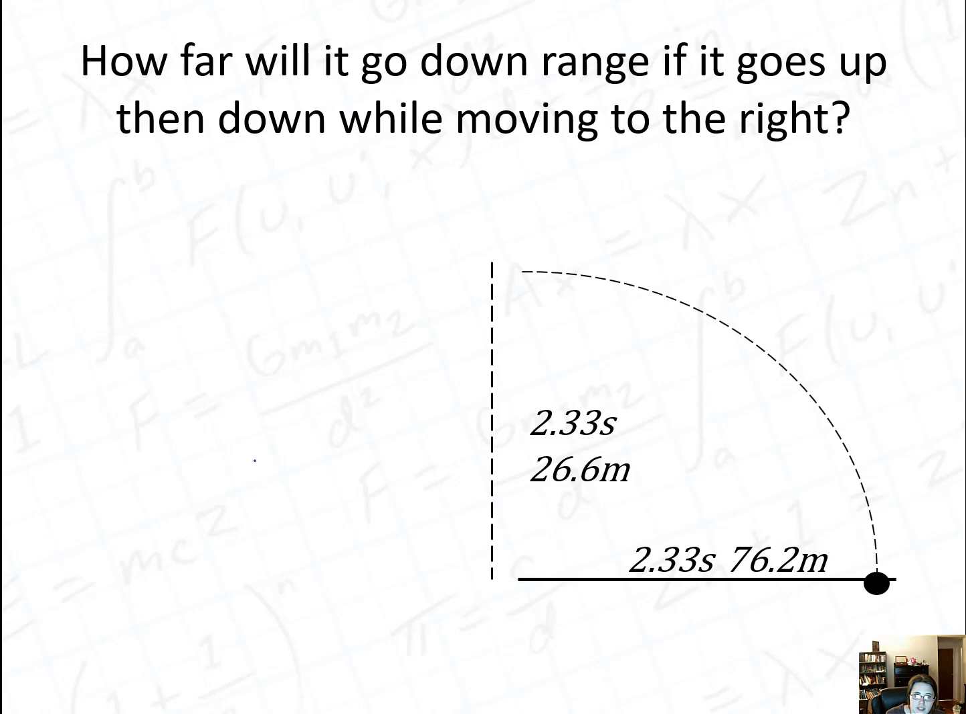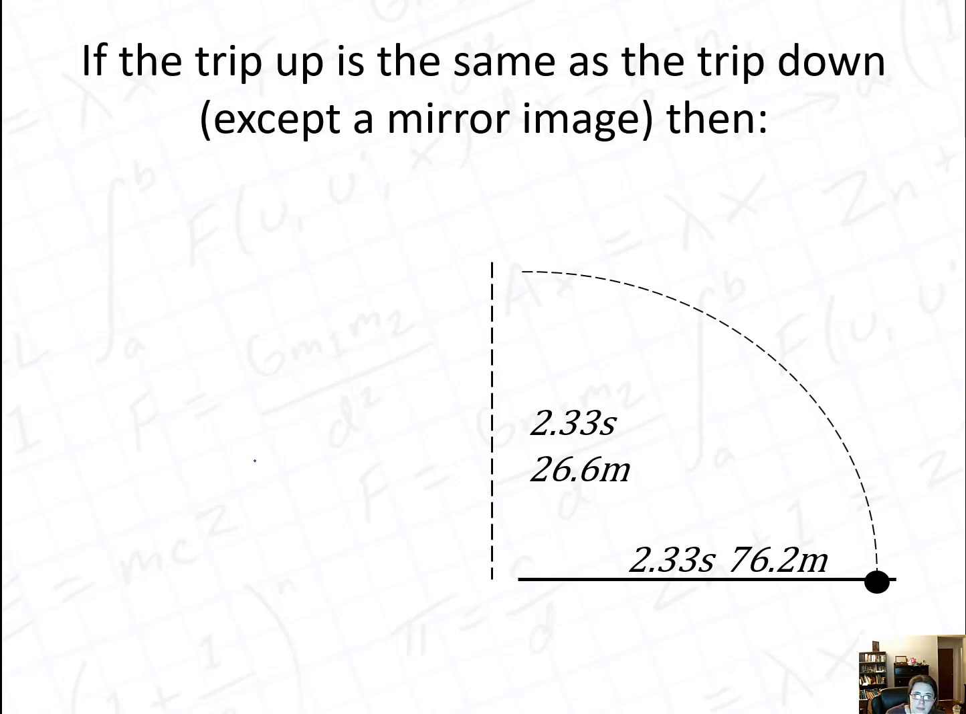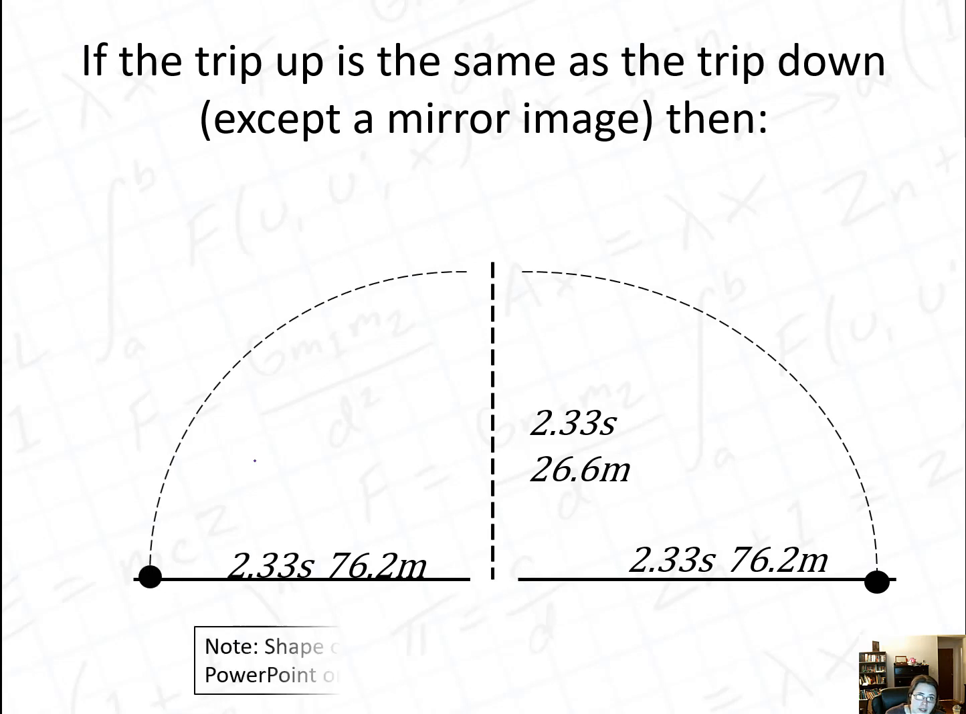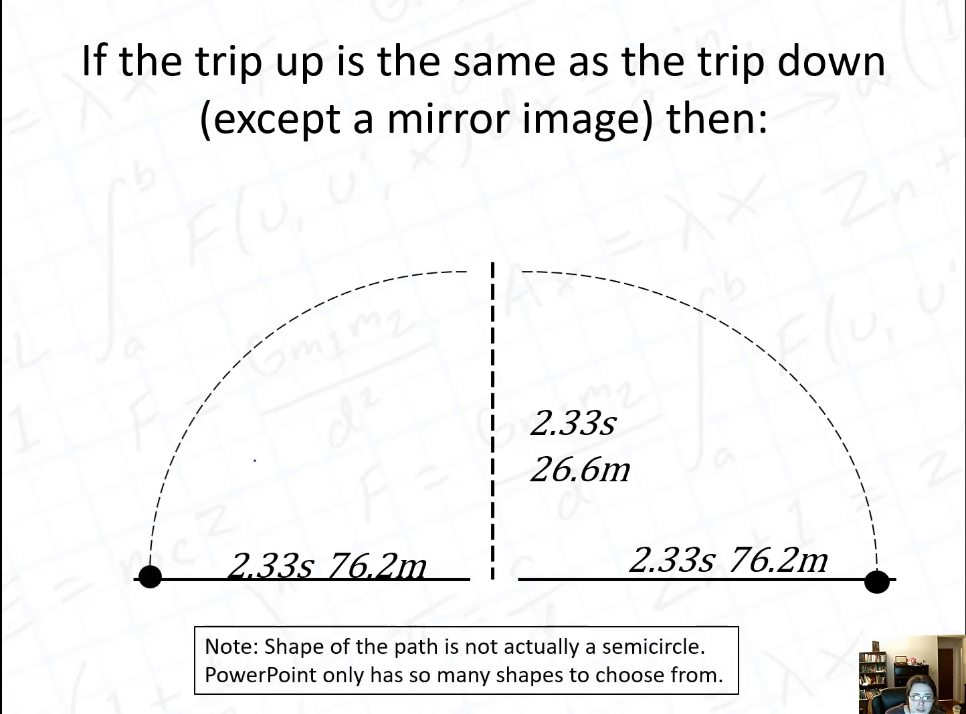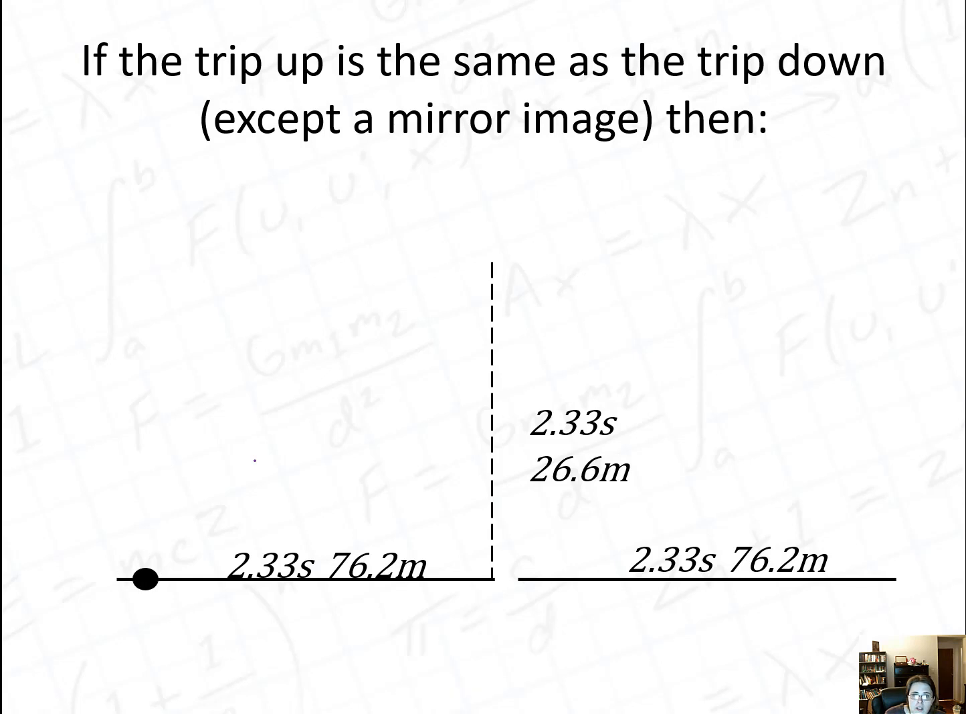So what happens if it's a projectile launched at an angle? The trip up is the same as the trip down. We've seen this in something that's thrown up, but this time we've added a horizontal component, and it's the mirror image. And note, the shape of the path is not actually a semicircle, it'll be a parabola. This is important for the Regents to know, but PowerPoint only has so many shapes we can choose from. So the whole flight looks something like that.